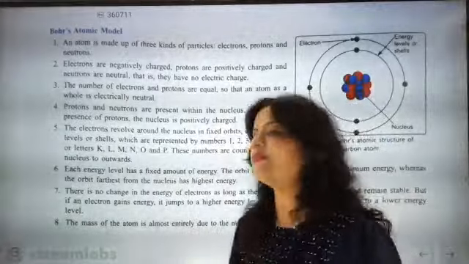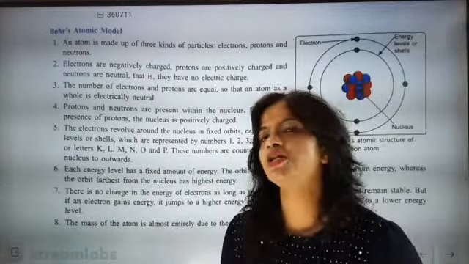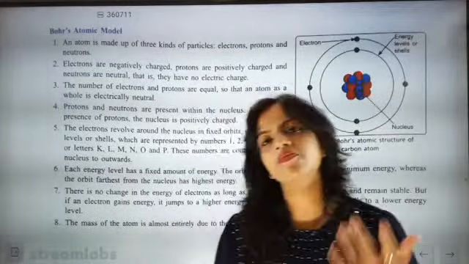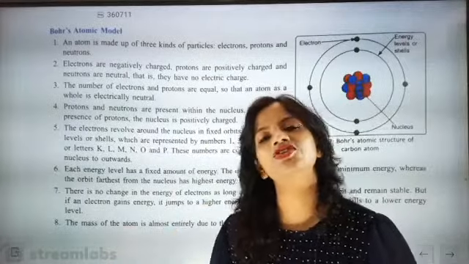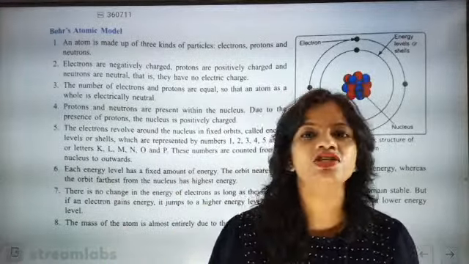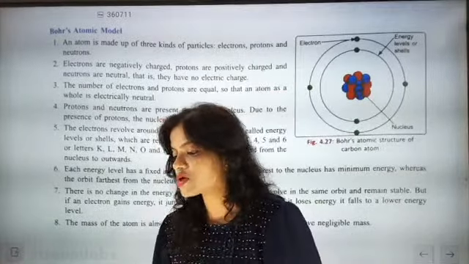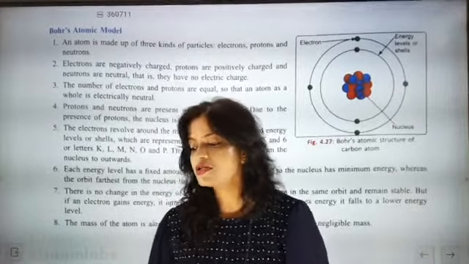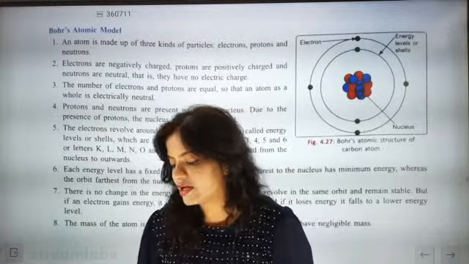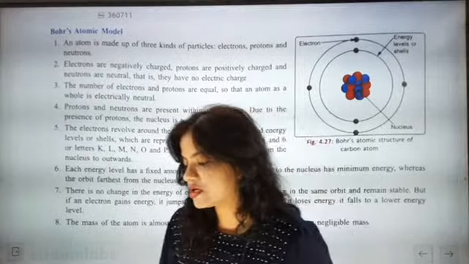So as long as it is in its own energy level, it will not be gaining or losing energy. But if you give energy, it will go outside. If you take energy, it will go inside. I hope now this concept is crystal clear. Come on, quickly tell me.